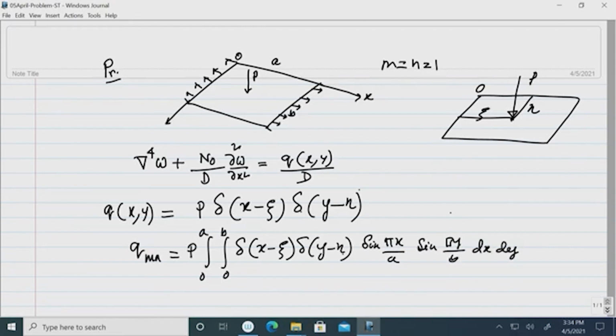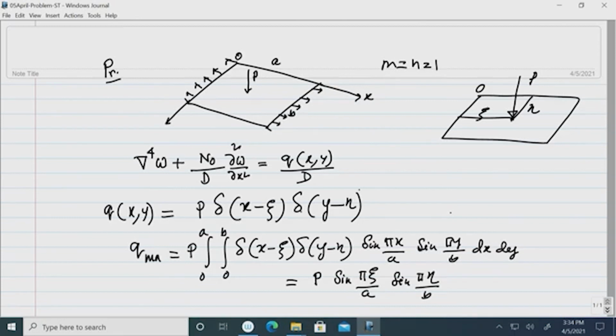So, this integral can be easily evaluated and it forms P sin pi xi by a sin pi eta by b. I have taken a general coordinate xi and eta, but in the final result you can put xi is equal to a by 2 and eta equal to b by 2. Okay. Now, once the Q_mn is found, then we can find the A_mn.